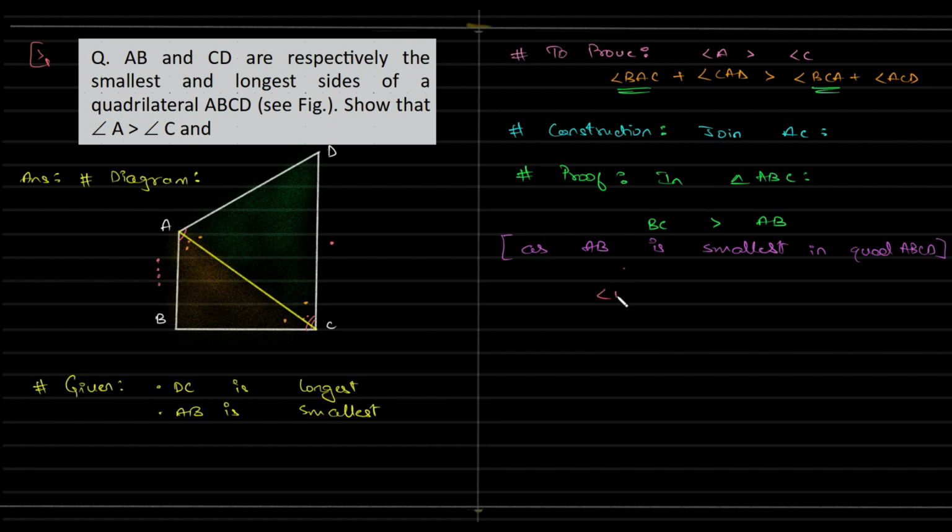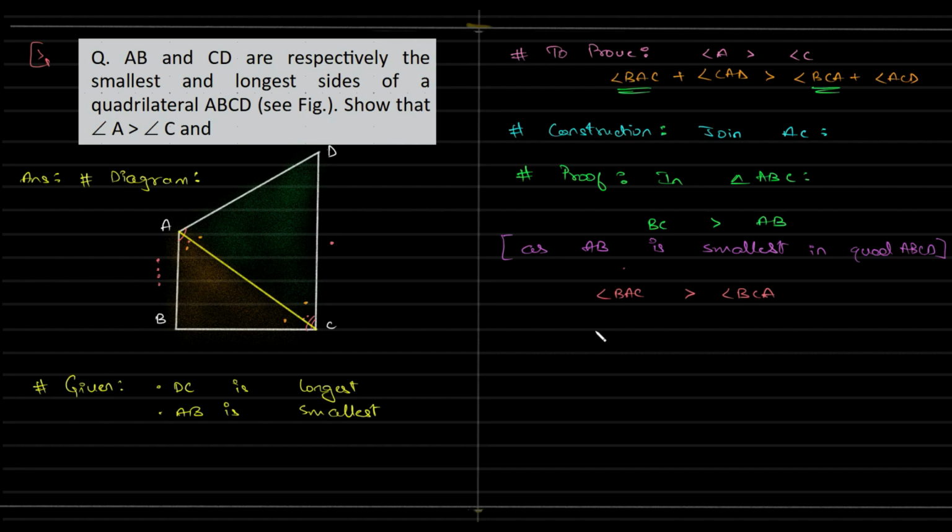Now, since BC is greater than AB, the angle opposite to BC is angle BAC. So angle BAC should be greater than angle BCA.